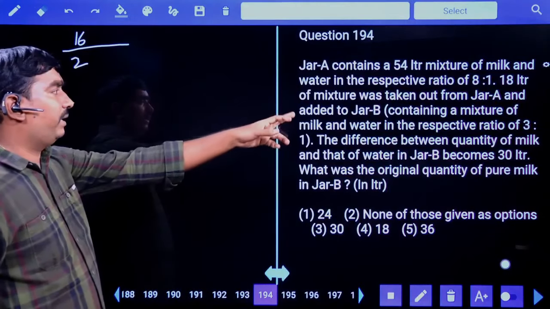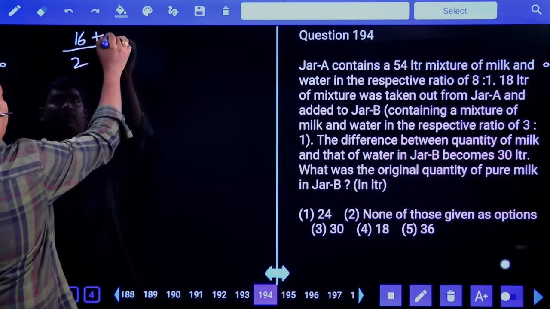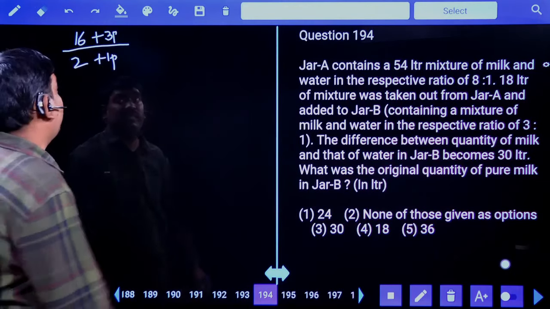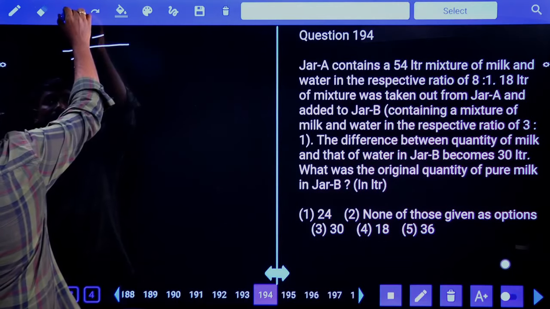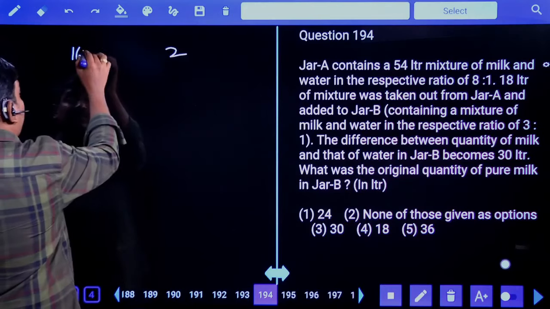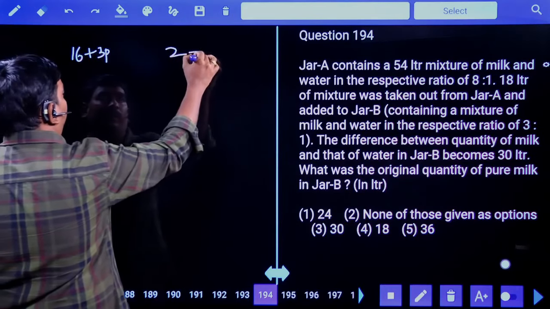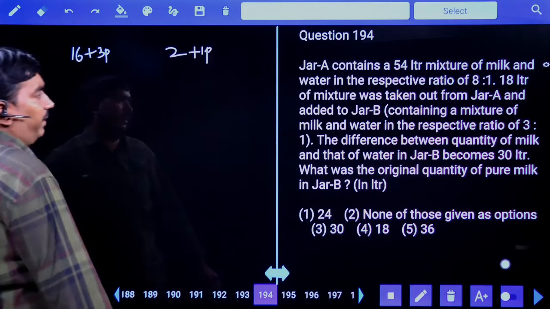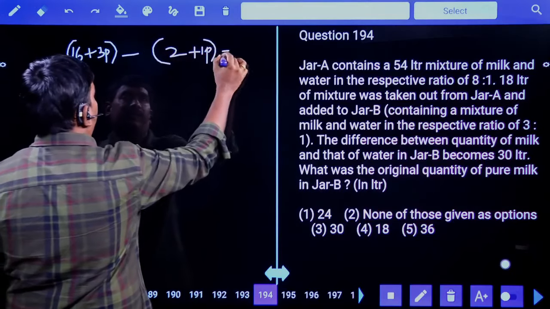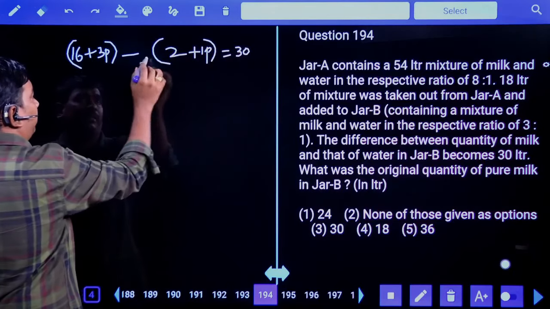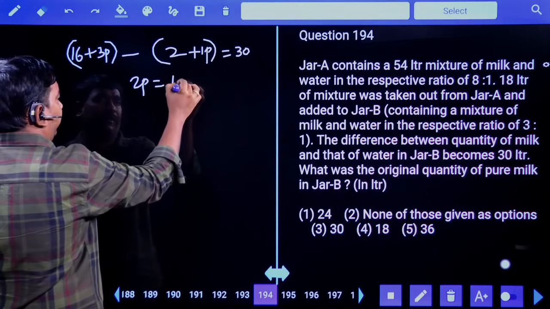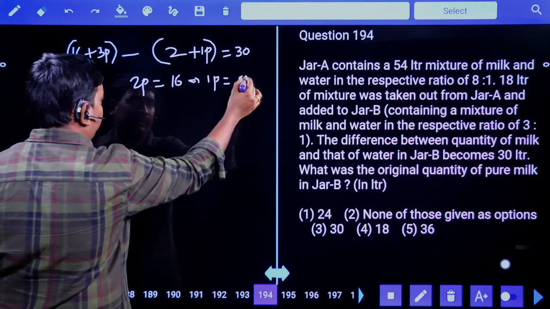Jar B already having milk and water in the ratio of 3:1. 3:1 means 3 parts and then 1 part. Milk 16, water 2 liters from jar A. Jar B already 3 parts milk, 1 part water. The difference between quantity of milk and that of water in jar B became 30 liters. Right now the difference is 30 liters. 16 minus 2, 14. 3 parts minus 1 part, 2 parts. 30 minus 14 means 16. So 1 part equal to 8 liters.